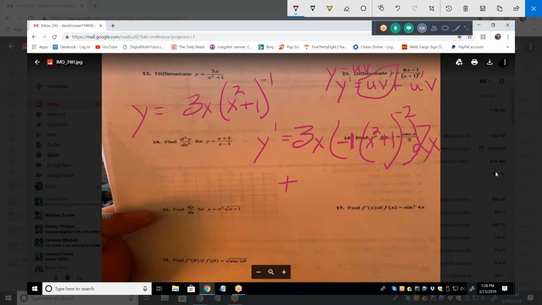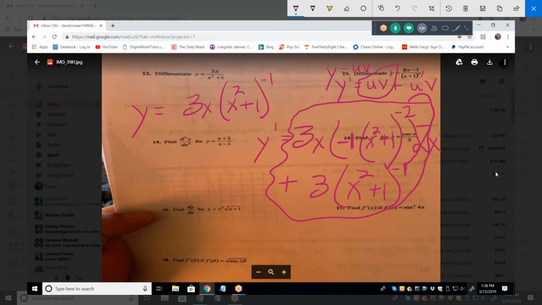So then plus 3 times x squared plus 1 to the -1. And there's no chain rule to apply there because we didn't differentiate v. Right. Okay. So personally, I think that's the easier way.